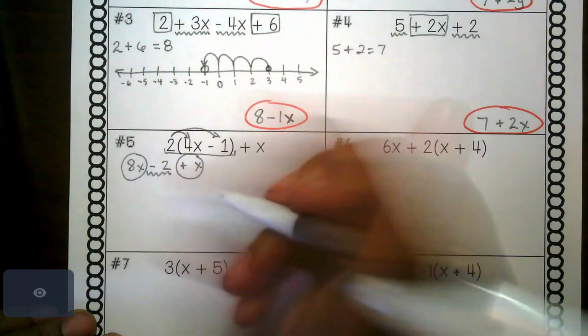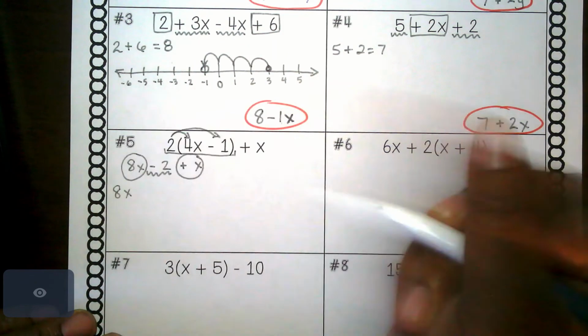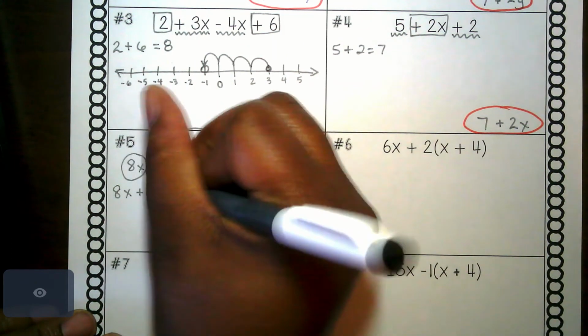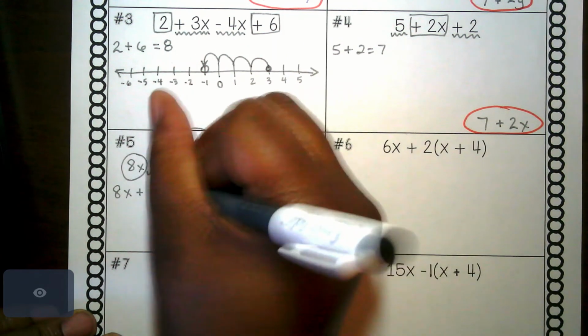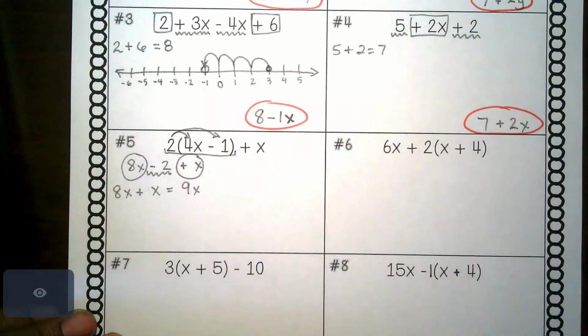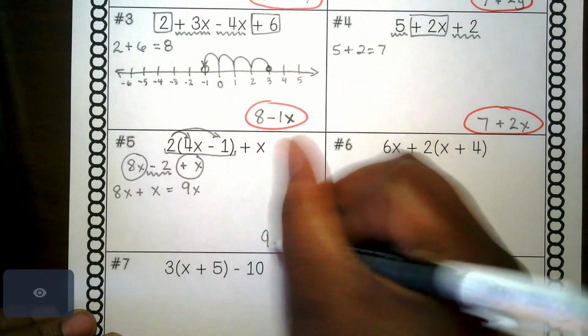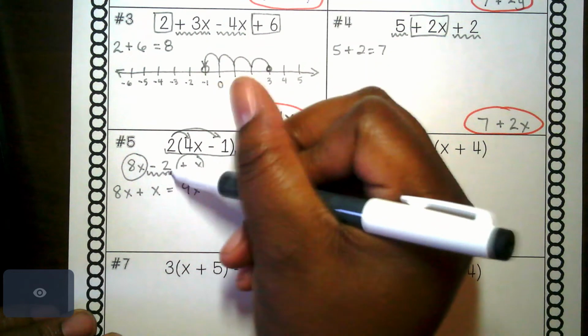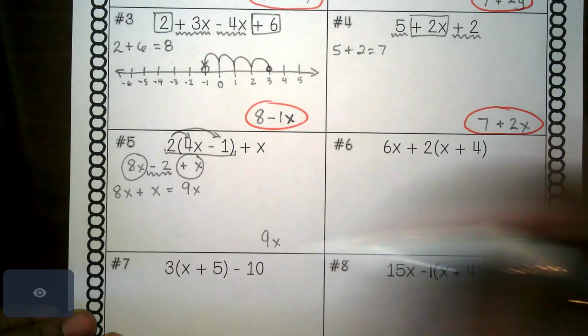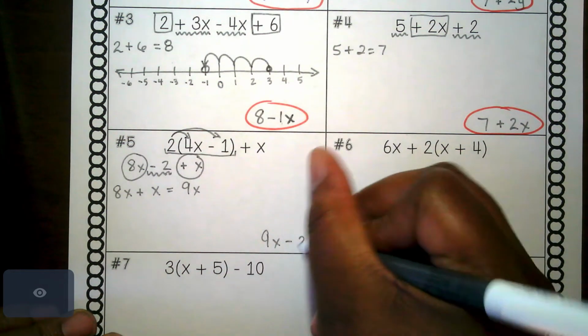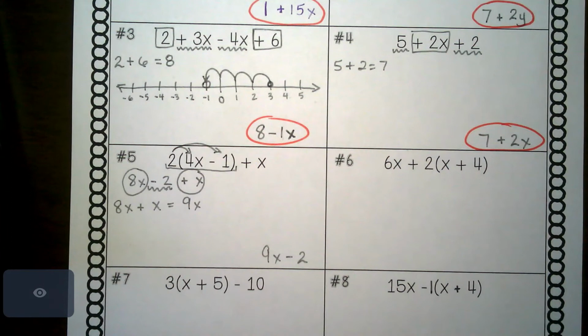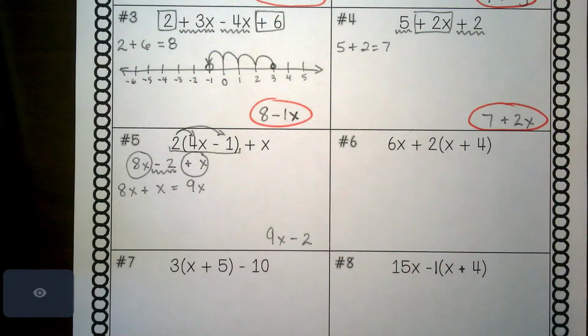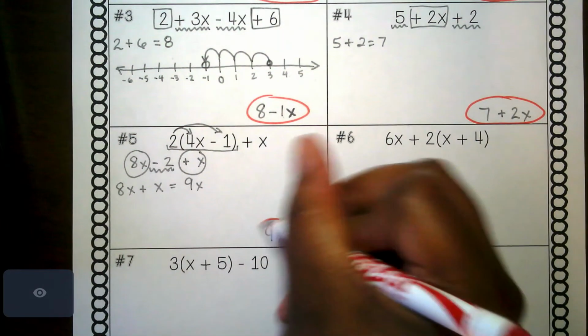So 8x plus an x. If I have 8 of them and I add one more, I have a total of 9 of my x's. And now I just have this minus 2. I have no terms to combine that with, so I am simply putting that in my final summary. So simplifying this one, the final answer is 9x minus 2.